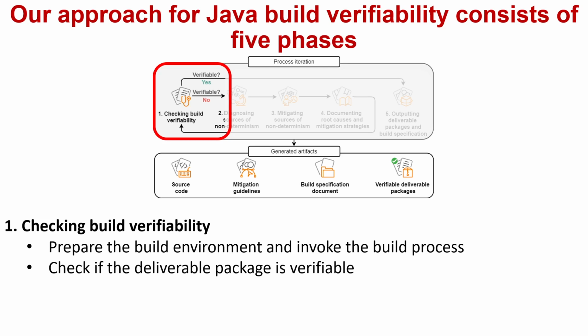In the first phase, we first collect and record the build specifications and environments, such as the JDK version, the build tools, and dependencies. We then check the build verifiability by running 2 build instances on the same build specification and environment, and comparing the hash of the generated deliverable packages by the 2 build instances. If they are identical, we consider the build verifiable and move on to phase 5. Otherwise, we move to phase 2.